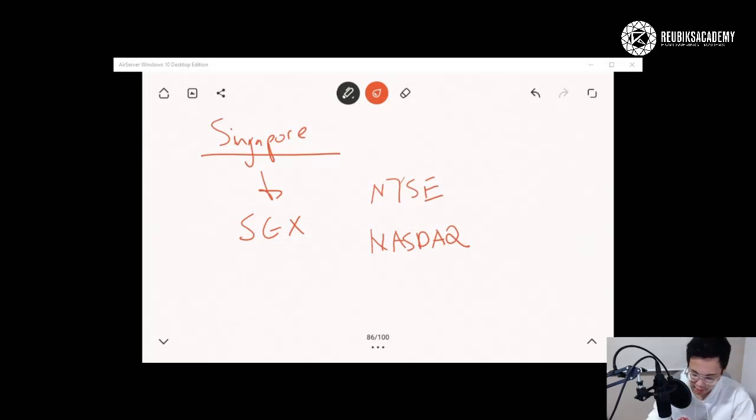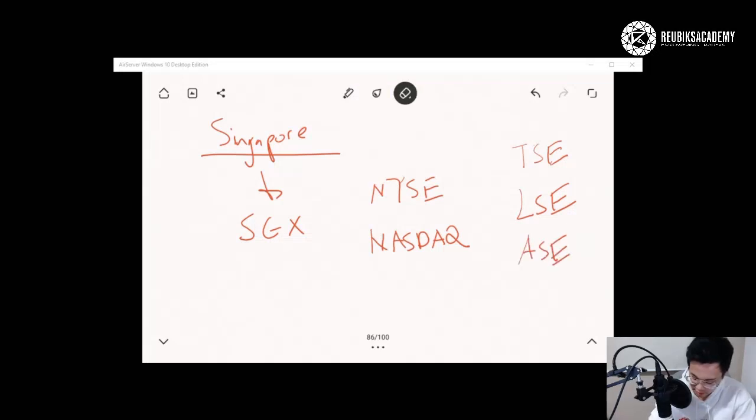Then for example, in Japan, you have the Tokyo Stock Exchange. It's called the TSE, Tokyo Stock Exchange. And then in England, in the United Kingdom, you have the London Stock Exchange, which is called the LSE, right? Then you have the Australian Stock Exchange, ASX, sorry, this is called ASX. So different countries have different stock exchanges. That's number one, you need to understand that.